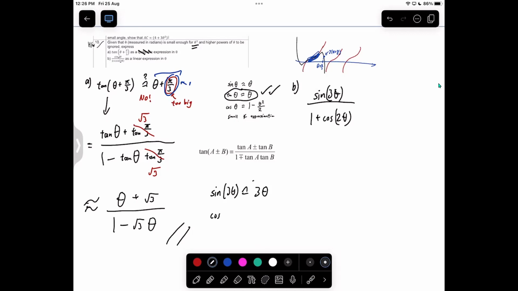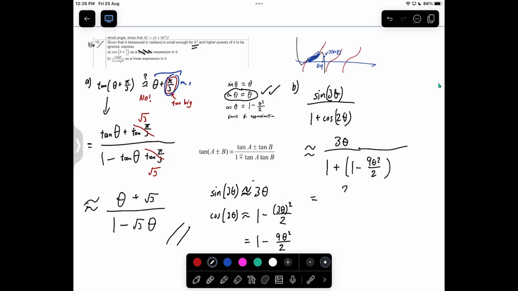And cosine 2 theta, you can approximate it with 1 minus theta square over 2, but replacing the theta with 3 theta in brackets. This simplifies into 9 theta square over 2, 3 square theta square. Now we're going to assume that theta is very, very small, so times 2 times 3 to it is still quite small. That means we can approximate it with 3 theta on top, 1 plus, bracket, 1 minus 9 theta square over 2 below.